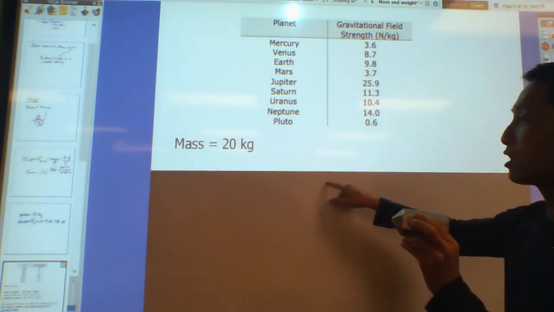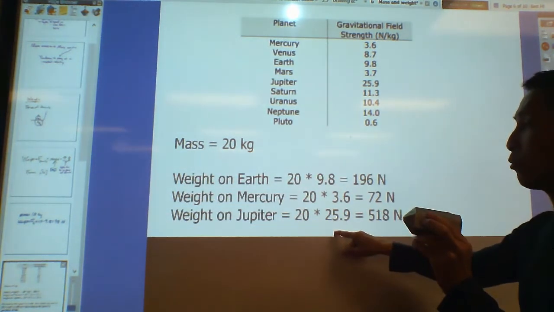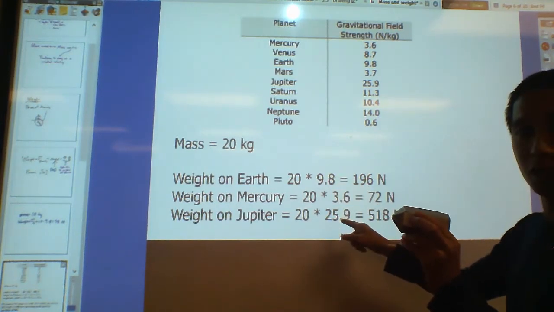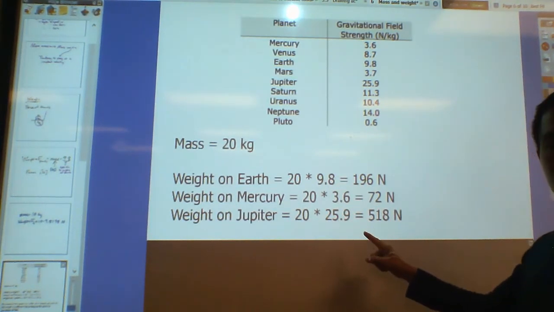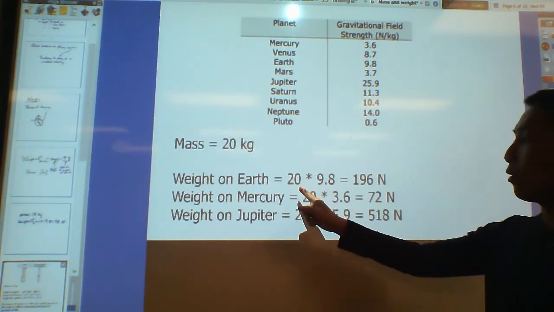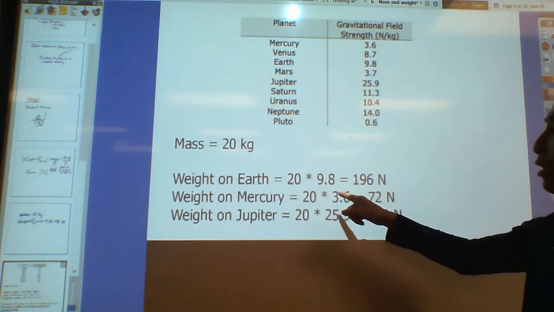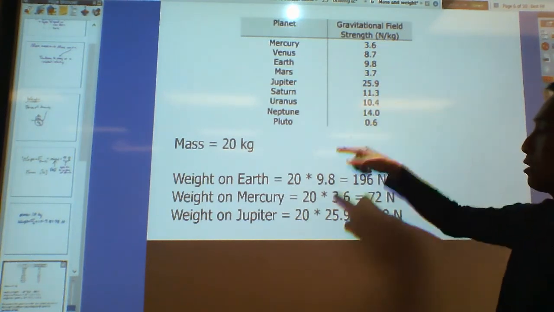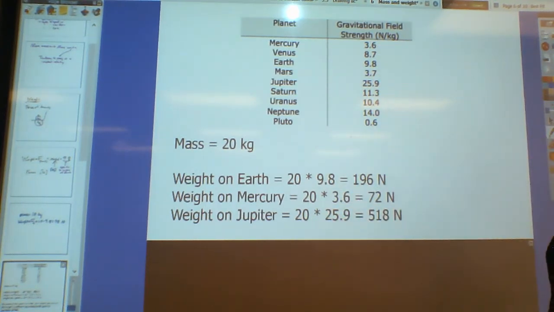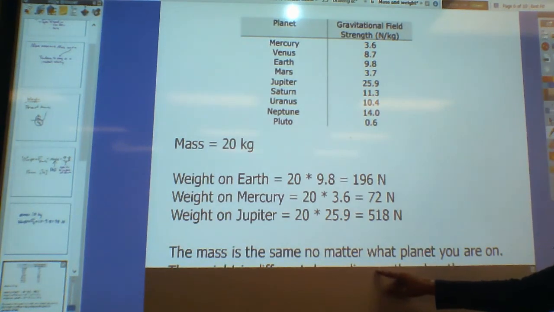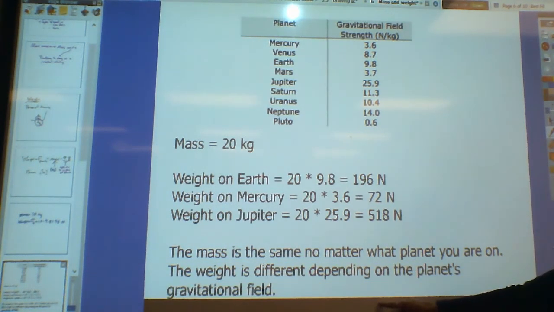However, if you take it to different planets, it may have different weights. Why? Because that second number is different. So the weight on Earth would be 20 times 9.8, 196 newtons. But then the weight on Mercury would be 20 times 3.6, and the weight on Jupiter would be 20 times 25.9. So the mass is the same no matter what planet you're on. The weight is different depending on the planet's gravitational field.